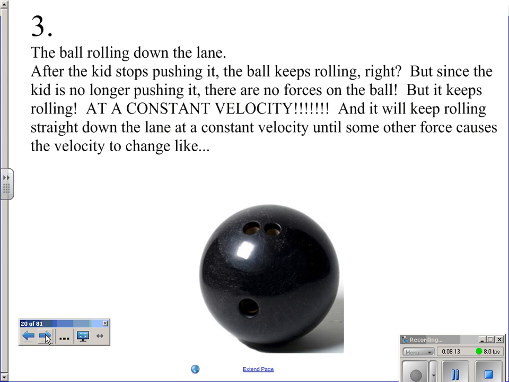But since the kid is no longer pushing it, there are no forces on the ball, right? The kid can't be pushing it if he's not touching it. There's no forces on the ball. So now, once again, check it out. The ball is moving this way with some velocity, right? Maybe it's, whatever, 2 meters per second. Probably not even that fast, but whatever.